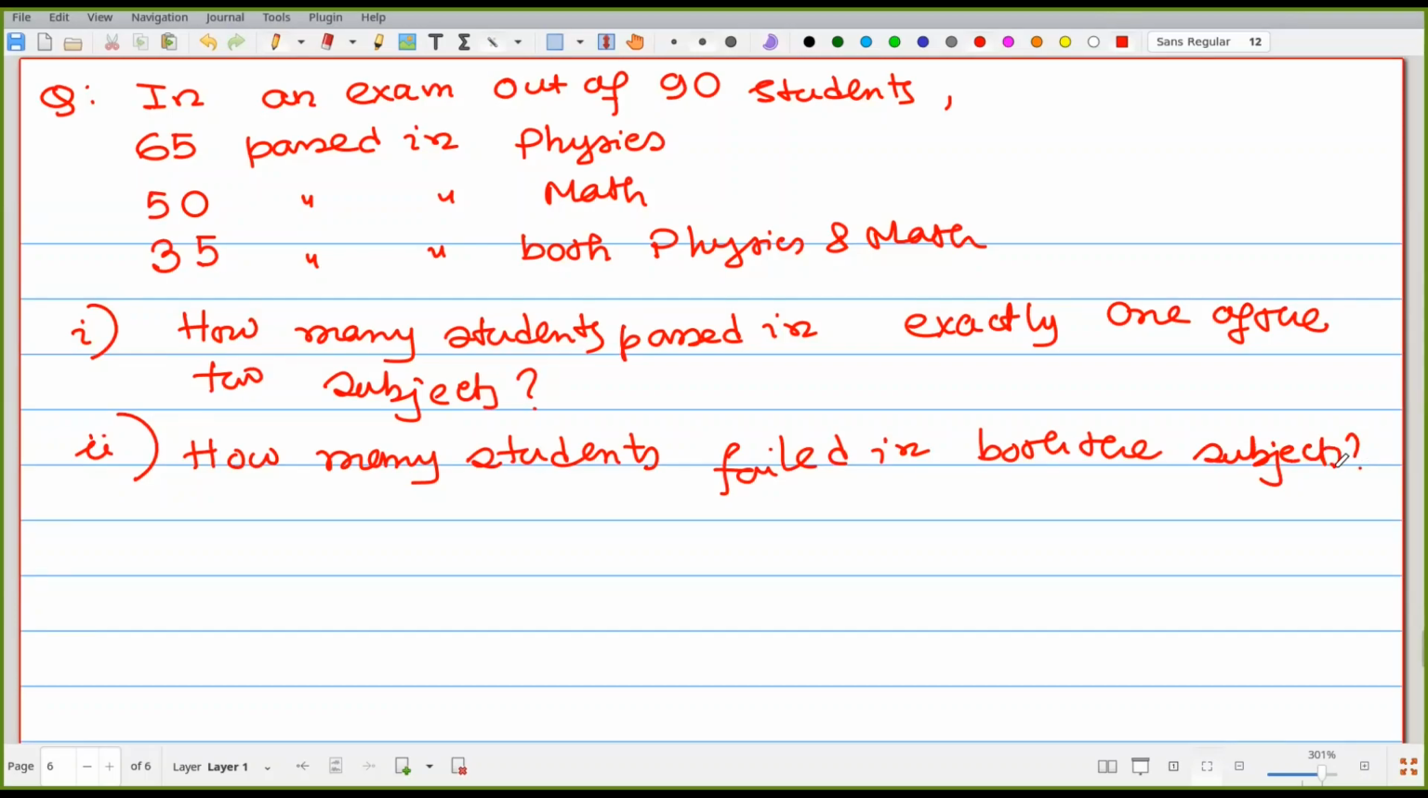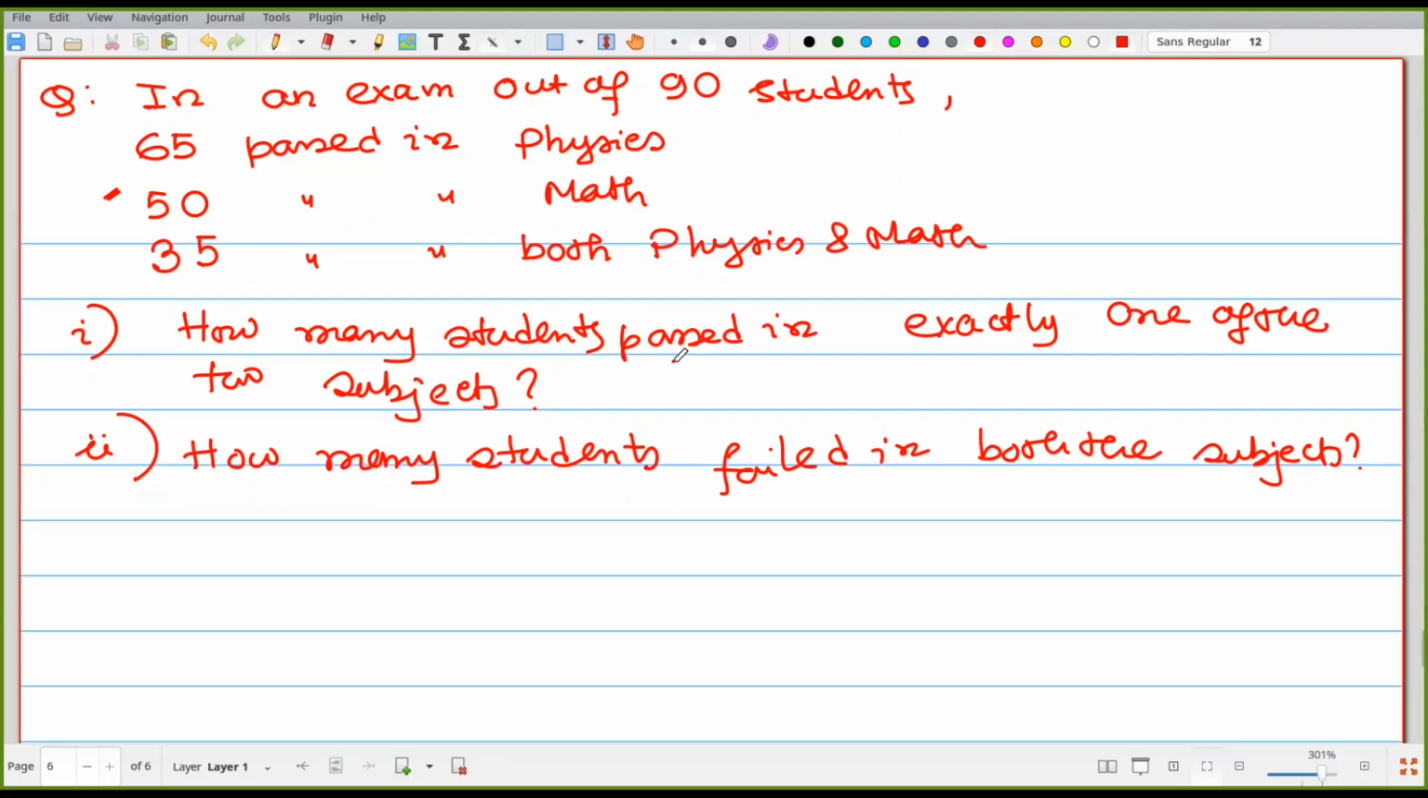Now remember the first thing: 65 passed in physics, that does not mean each and every one has passed only in physics. It may be possible, suppose I am one who has passed in physics, but there may be the possibility that I have also passed in math. So that 65 means passed in physics, that means the students who have passed in only physics and also those who passed math. So 65 does not mean only physics. Here the question is the same for math.